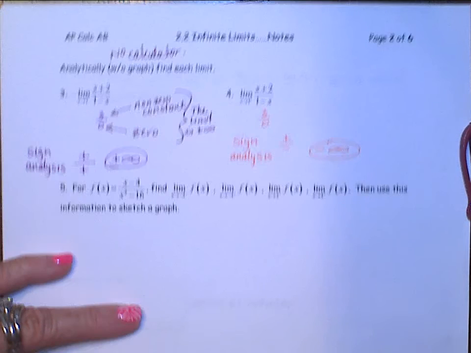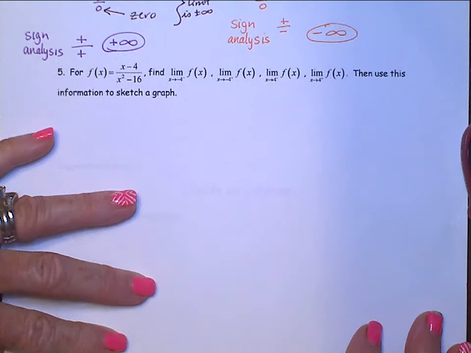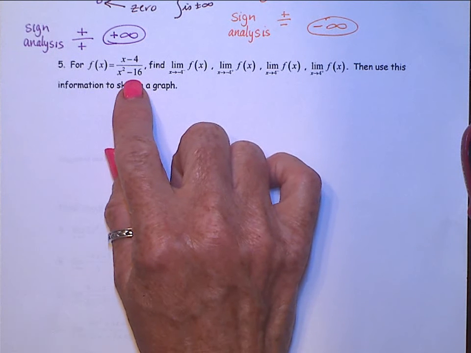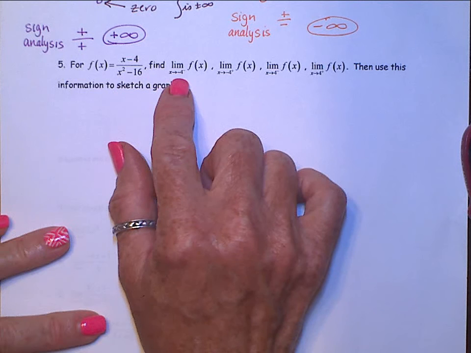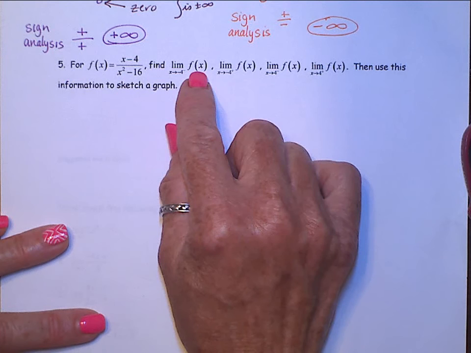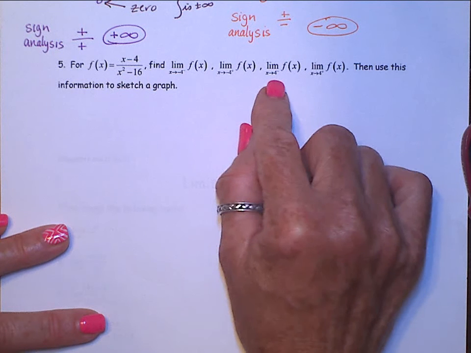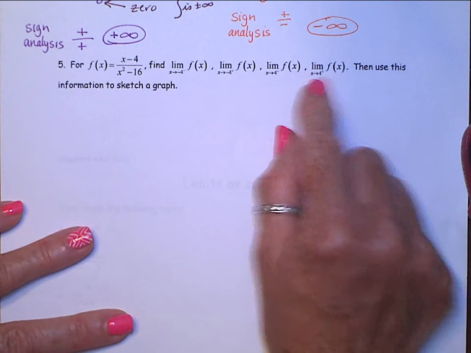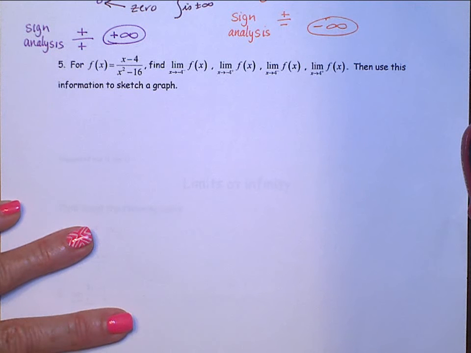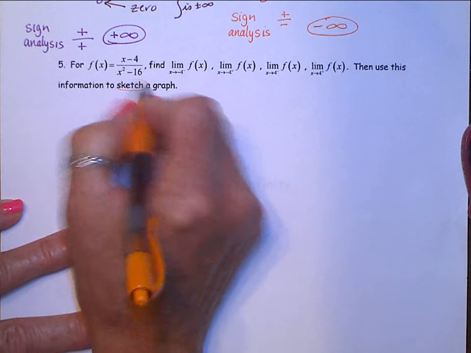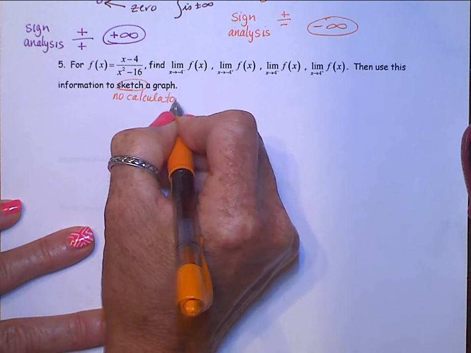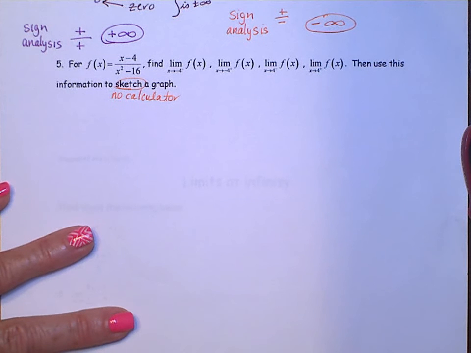Let's look at this problem here. f of x is equal to x minus 4 over x squared minus 16. I want you to find the limit as x approaches 4 from the left of this function. This limit, that one, I'm not going to read them all to you. Then, when we're all done, I want you to use this information to sketch a graph. Sketch is no calculator. All right.